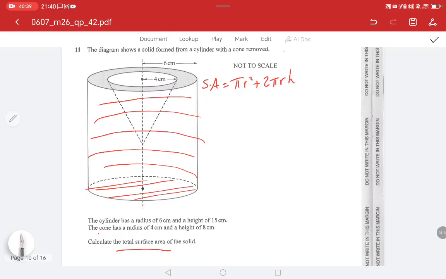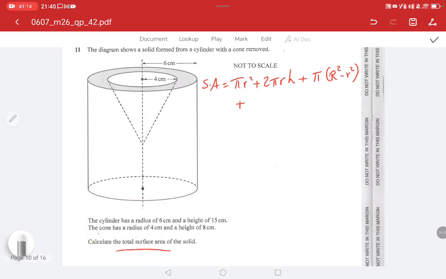Plus what else do we have? We have the surface area of the top, which is the shaded part. It's the big circle minus the small circle. So it's a circle, so pi r squared: the big R squared minus the small r squared. Plus, this is the thing not to forget, we also have the surface area of the cone.